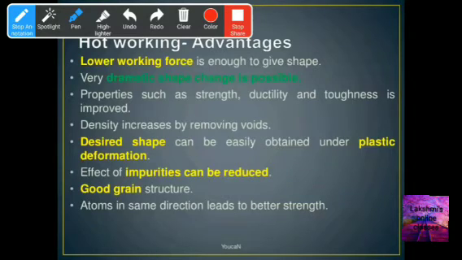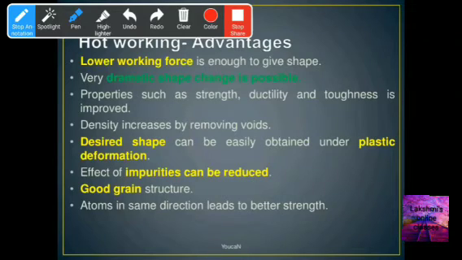Density increases by removing voids. Desired shape can be easily obtained under plastic deformation. And next one is the effect of impurities can be reduced. Good grain structure, with atoms in the same direction, leads to better strength.